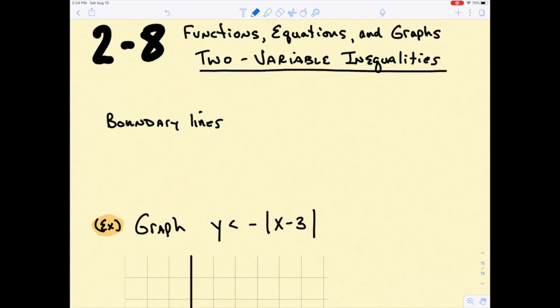SV Math Teach back one more time. Last video in section 2 on functions, equations, and graphs, and this time on two-variable inequalities.